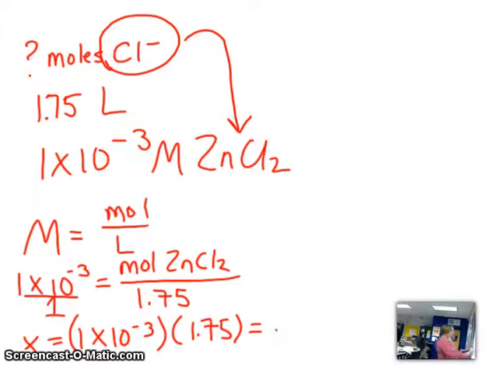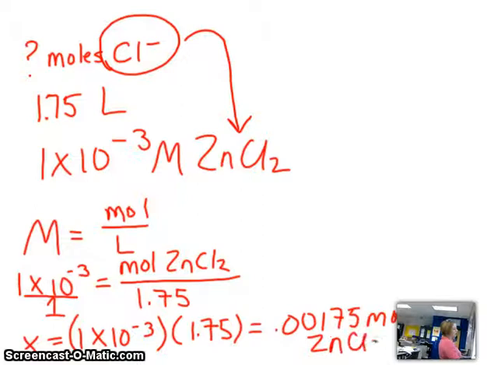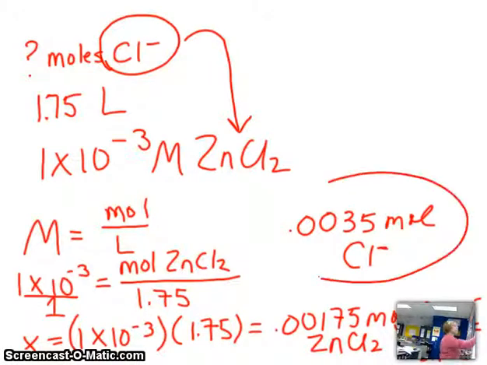And if you multiply those, you should come up with 0.00175 moles. But that's of zinc chloride. So we need to relate that to chlorine. According to the formula, for every 1 mole of zinc chloride, there are 2 moles of Cl minus. So if you multiply that times 2, you should come up with 0.0035 moles of Cl minus.